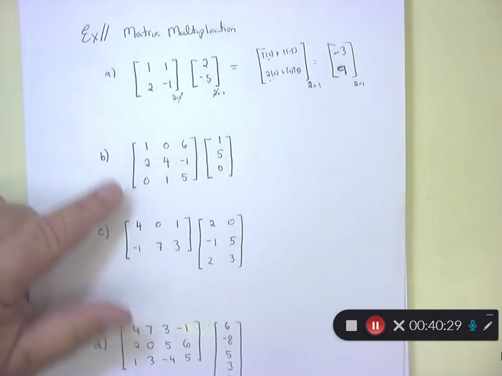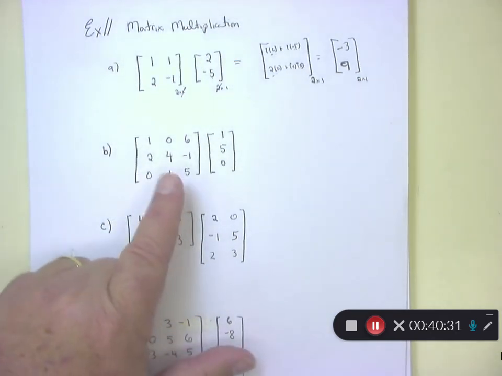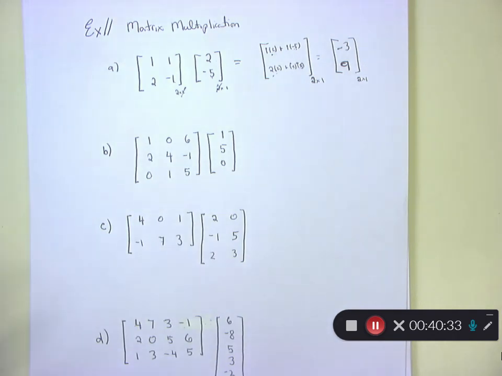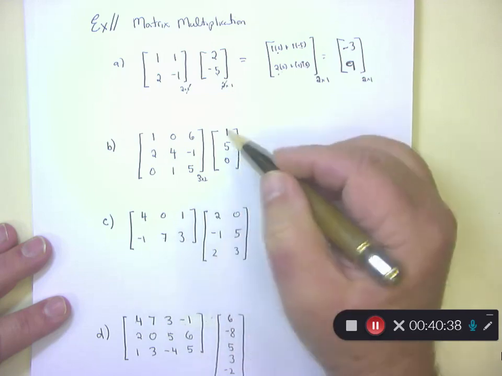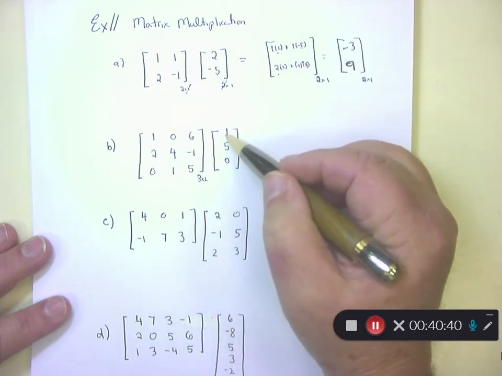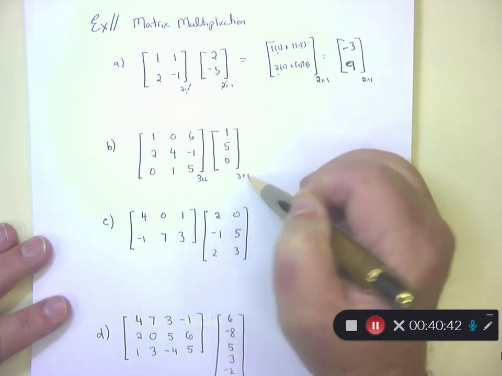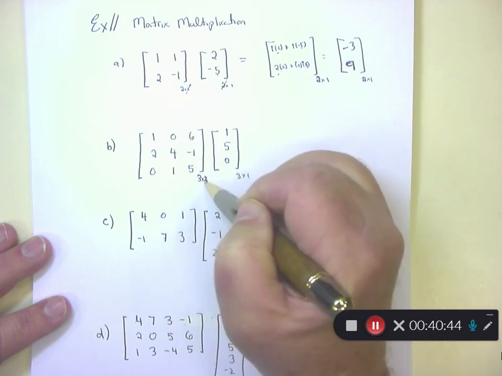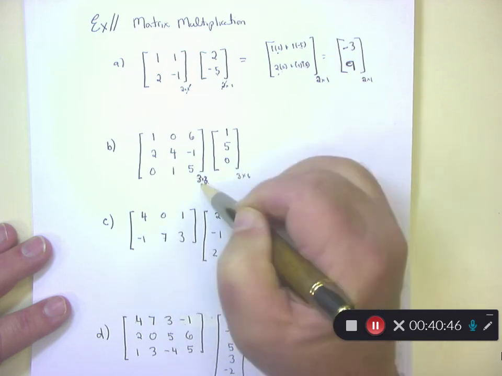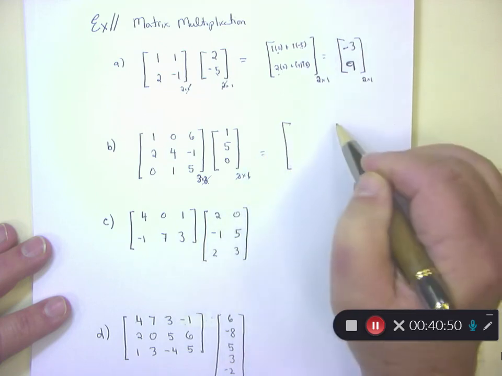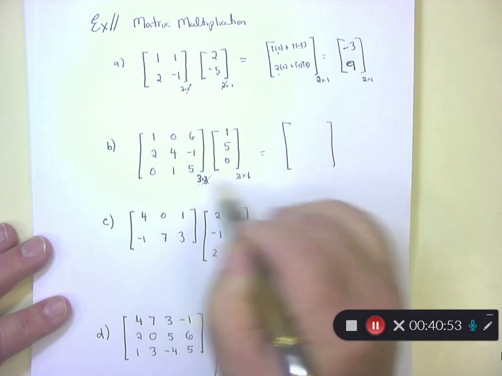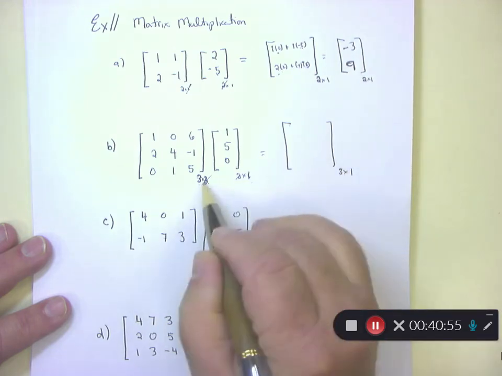What about this guy? What size matrix is this guy? 3 by 3. What size vector is this one? Look at it again. How many rows? 3 by 1. Okay? This is 3 by 3. This is 3 by 1. The 3's match up. So now my solution is going to be a 3 by 1. I've got to line up and cancel.